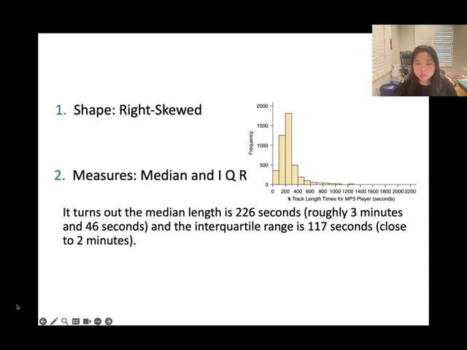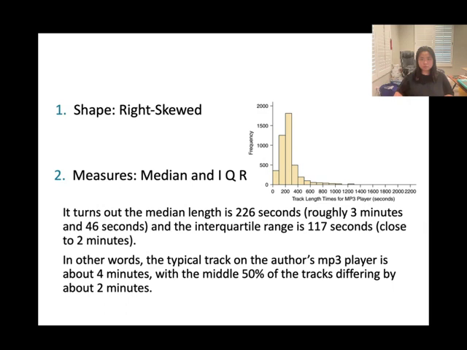So it turns out the median length is 226 seconds. It's about 3 minutes and 46 seconds. And then the interquartile range, the IQR, is Q3 minus Q1, which is 117 seconds, close to 2 minutes. In other words, the typical song on the author's MP3 player is about 4 minutes, with the middle 50% of the songs differing by about 2 minutes.